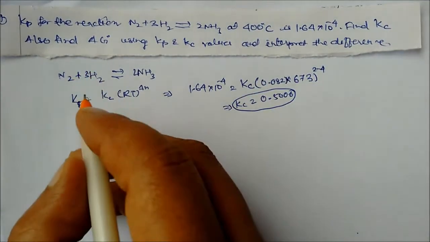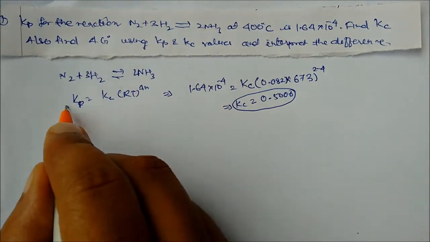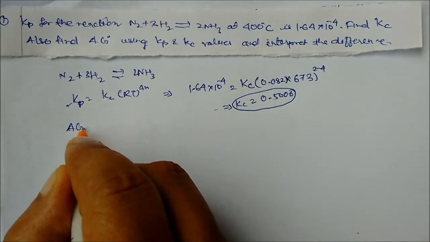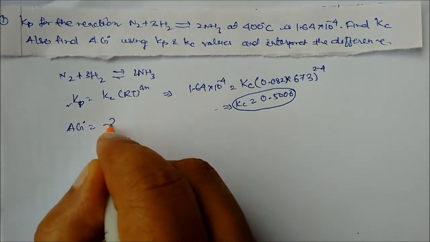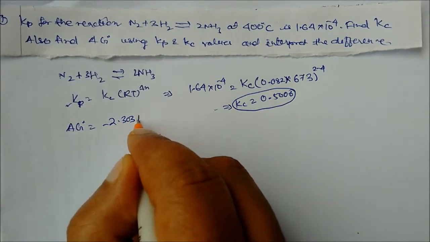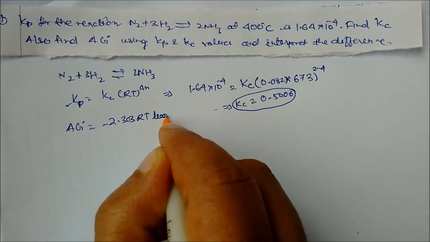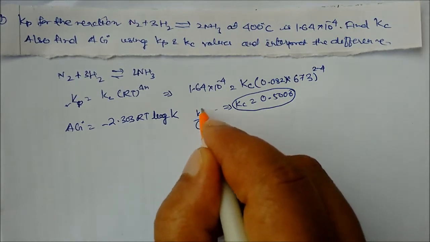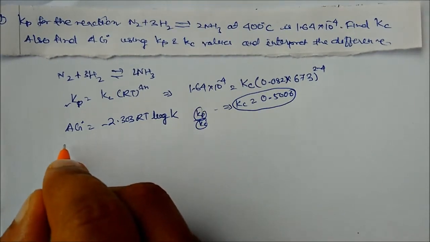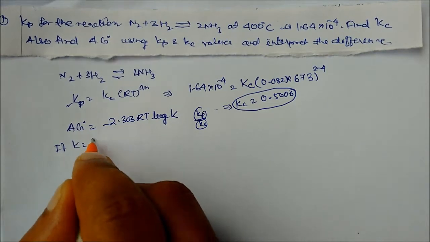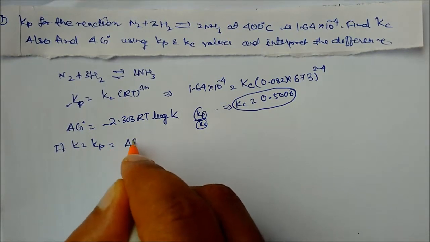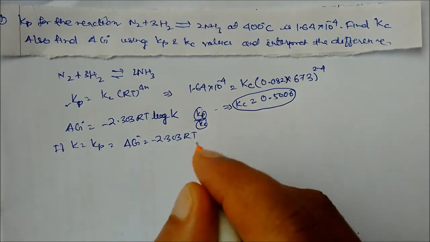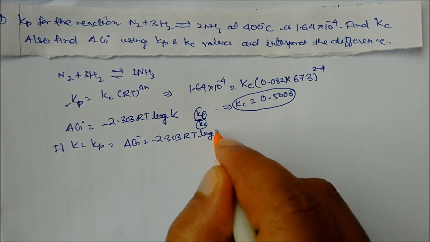Now we have to find delta G naught. We have two values, one is Kp, one is Kc. So delta G naught is equal to minus 2.303 RT log K. We have two cases to find. If K is equal to Kp, then delta G naught is equal to minus 2.303 RT log Kp.